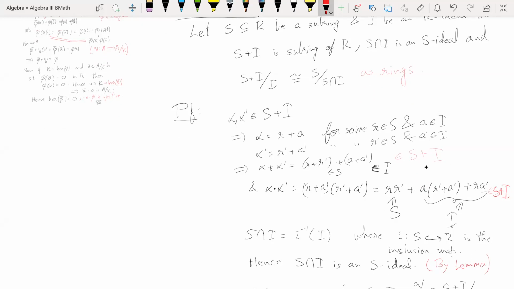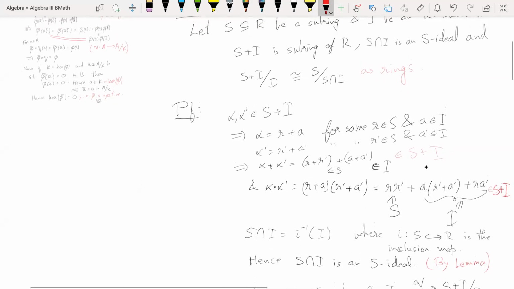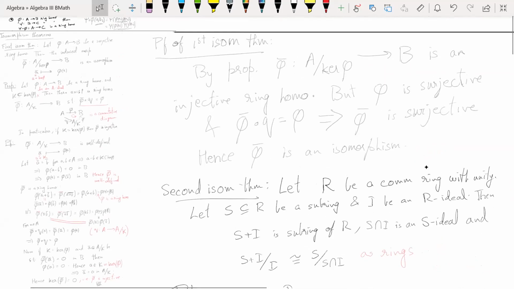And the lemma which was proved in the middle of a proposition, where we gave the bijection between ideals of R mod I and ideals of R containing I. Okay, so for S, S intersection I is an ideal of S. So now the objective is to use this first isomorphism theorem.